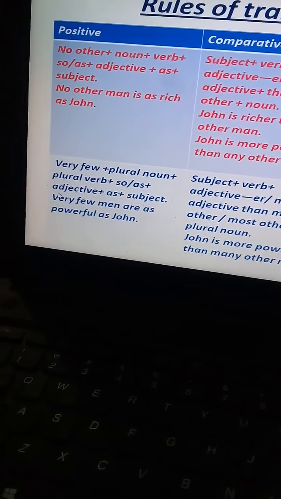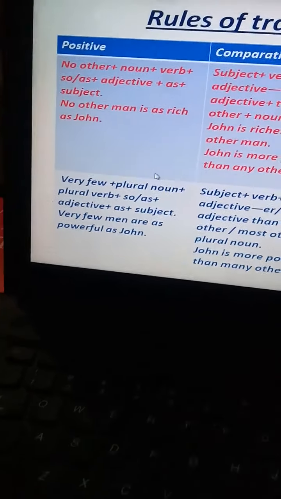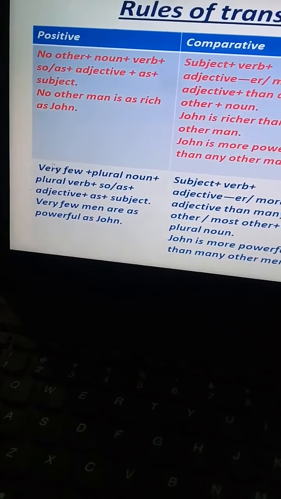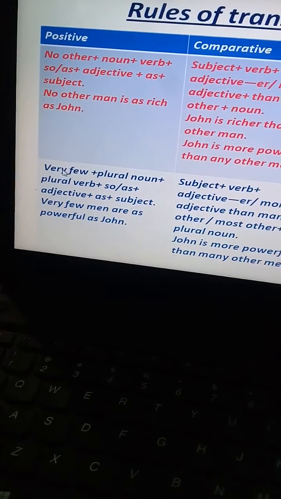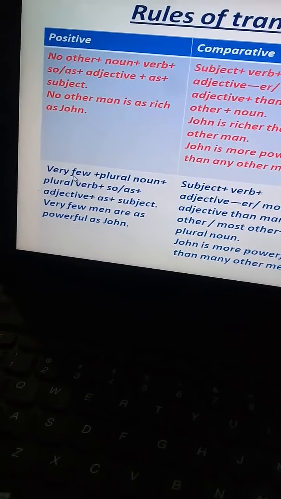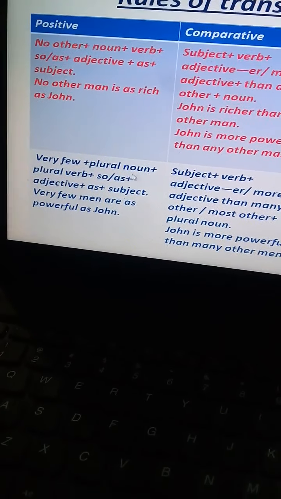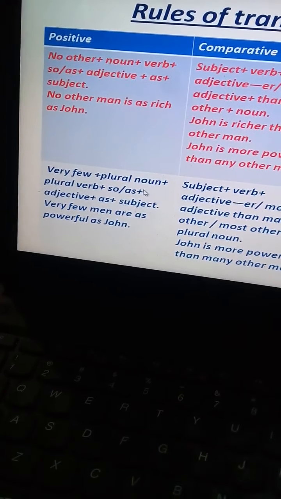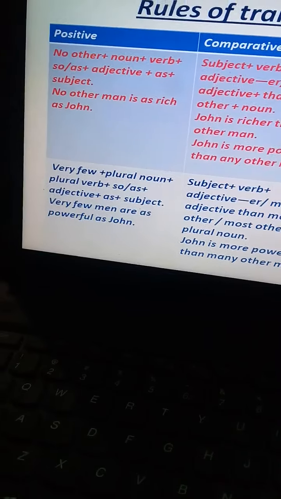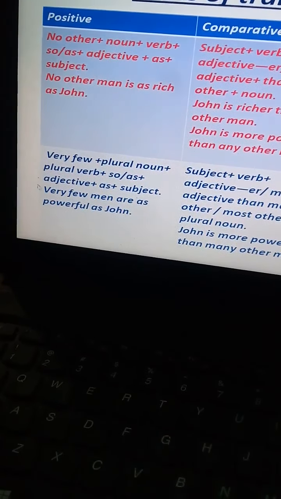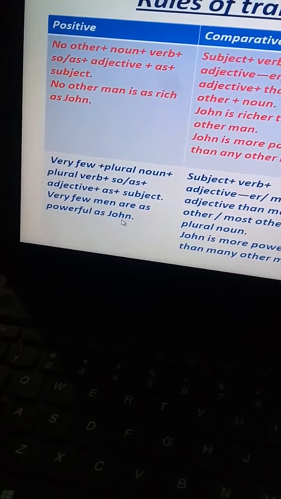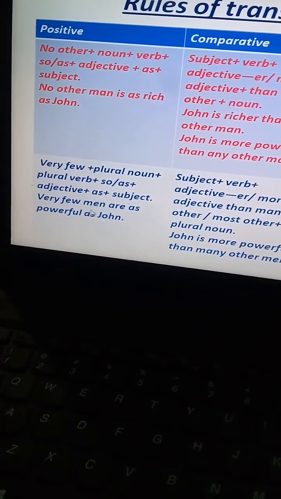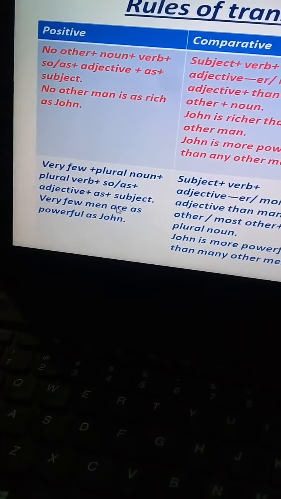Okay, in the next rule, this is very important. You have to notice very carefully that sometimes the positive degree starts with very few. And if there is very few, you have to remember that very few always takes a plural noun and a plural verb. After that, as usual, adjective, as, or as, adjective, as, and then subject. Okay, look at the example. Very few men are as powerful as John. Very few men is a plural noun, are is a plural verb.